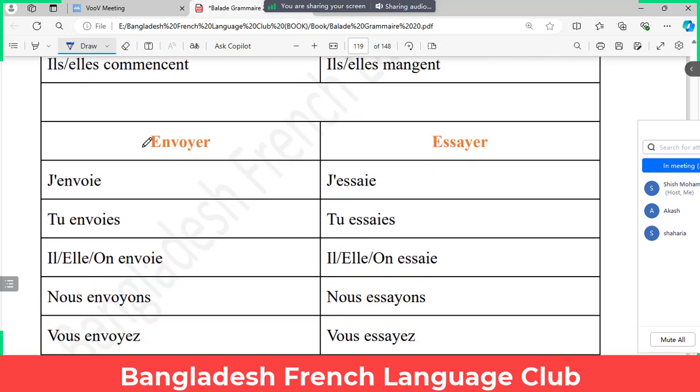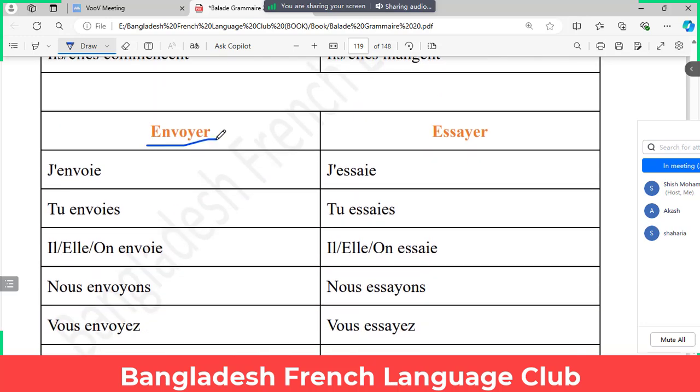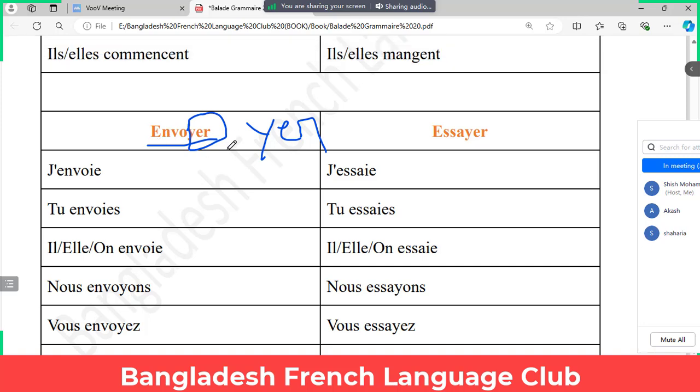Okay, clear. And then envoyer, okay, envoyer. So at the end we see the YER, right? In English this rule exists, like sometimes Y becomes I at the end of a word. So the same way with envoyer, the Y will become I, like j'envoie, okay, envoie.